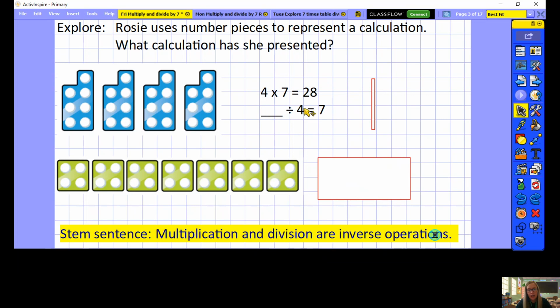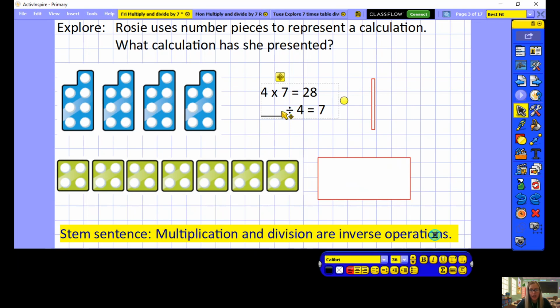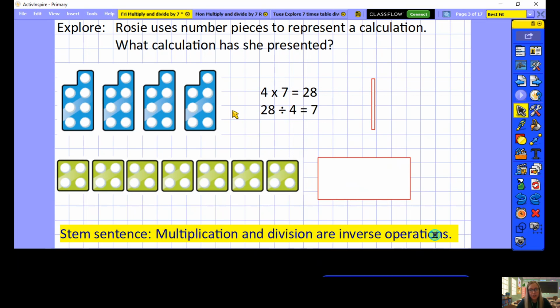Okay, so now we can write a division question using this. So altogether, we now know that there are 28 little dots in those pictures. So there's 28 altogether. And when we divide them into four groups, because we had four groups, remember, we end up with 7 in each group. So we can write a multiplication for this representation and we can write a division.